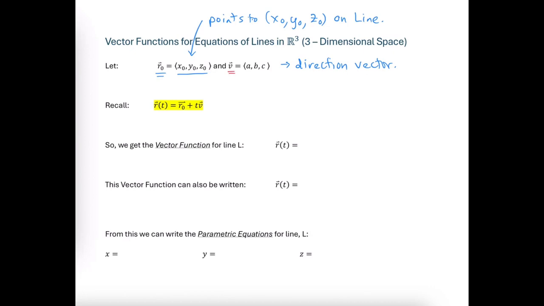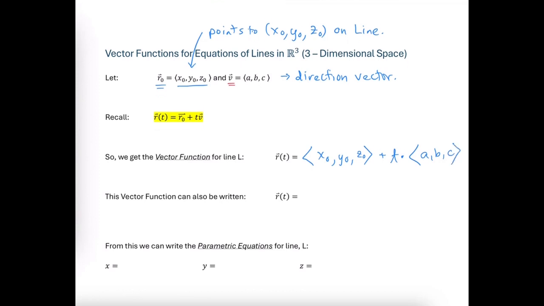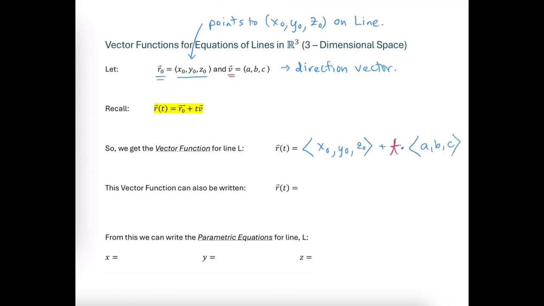We'll expand it a little bit to say that the vector function is the sum of two vectors, one of which is a vector that points to the ordered triple that is on the line. This is our position vector that gets us to the line. And then we add a scalar multiple, that is the parameter, times the direction vector ABC. And ABC is a vector in the direction of the line. We can distribute this parameter into the vector. This is a scalar multiple of a vector.